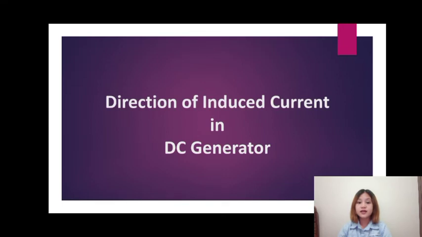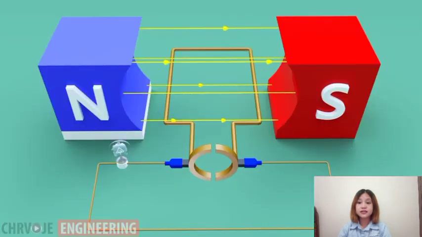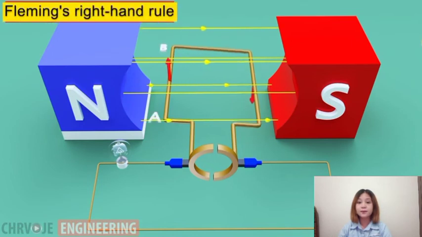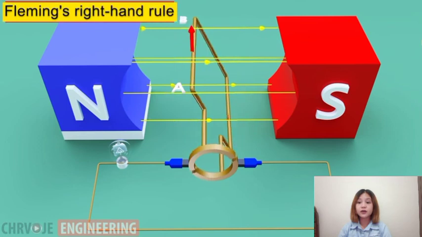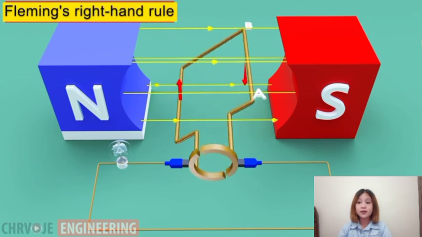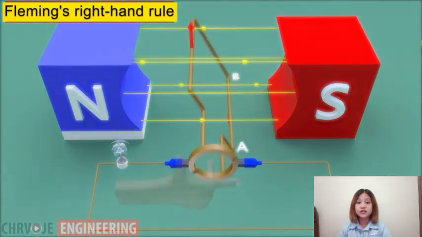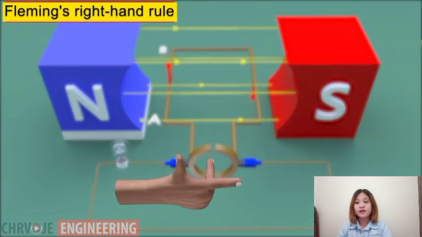To determine the direction of the magnetic field and force, we must use Fleming's right-hand rule. So we will explain how we can use Fleming's right-hand rule. As you can see, the rotation of the coil is clockwise, and the force acting on this part of the coil, AB, is pushing that part of the coil upwards. So to know the direction of the induced current, we apply Fleming's right-hand rule.